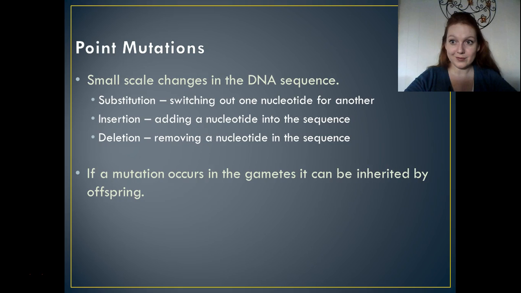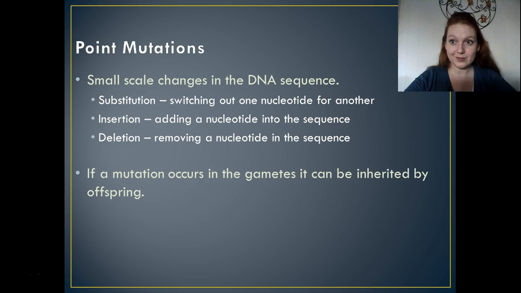We have a deletion mutation, which means that we just remove one. Okay, so if it was ATG and we remove the T, now you just have AG. Okay. If a mutation occurs in the gametes, it can be inherited by the offspring. But if these point mutations occur in the autosomal, the body cells essentially, across somebody's life, it can't be inherited by their children.